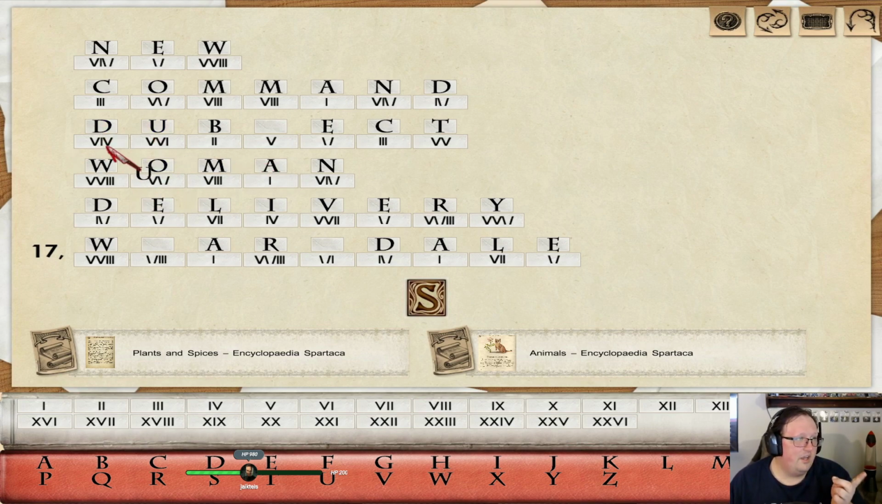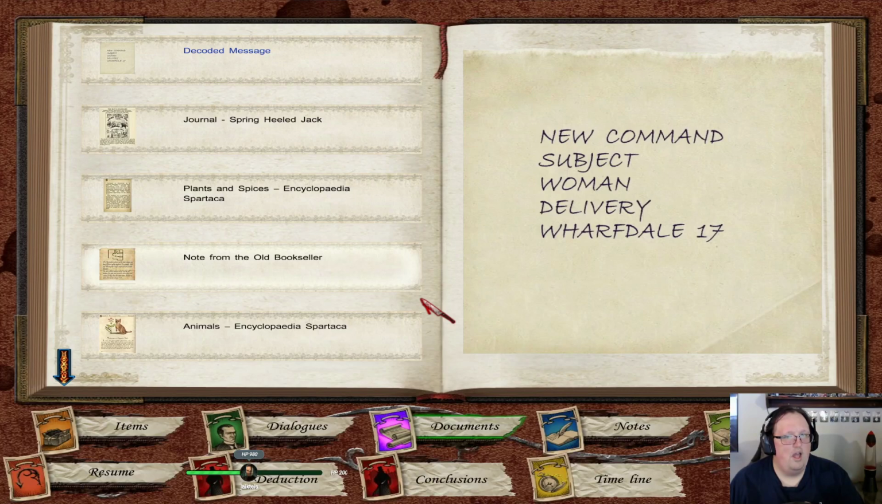Okay. XIX is S. XIX is S, you stupid moron. Subject. VII is G. VIII is H. And V high. Wharfdale. Elementary. Elementary.